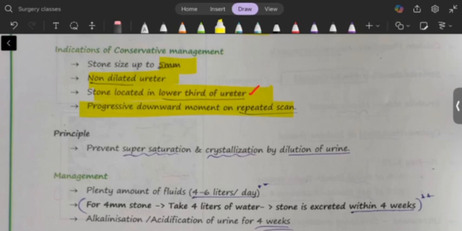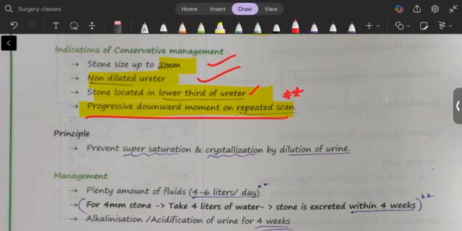So in all these conditions, if the stone is less than 5 mm, if there is a non-dilated ureter, if the stone is located in the lower third of the ureter, and if there is progressive downward movement on repeated scans, then we can go for conservative management.